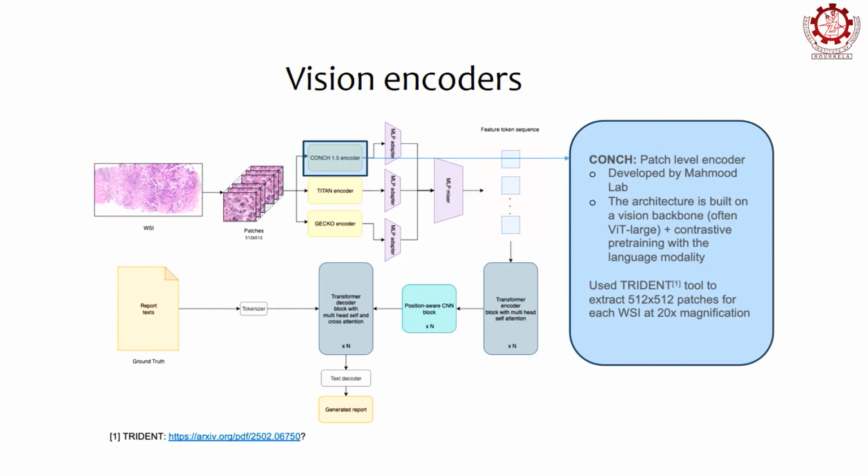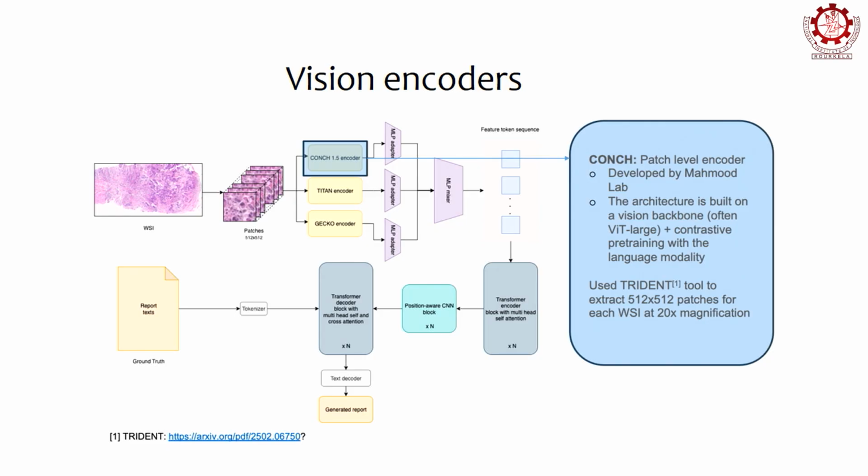Faisal Mahmood's lab from Harvard. They're one of the really good groups when it comes to developing these methods. They have access to a lot of data. They have a lot of models that they've made public, so a lot of researchers actually use their models. So this is a Conch model.